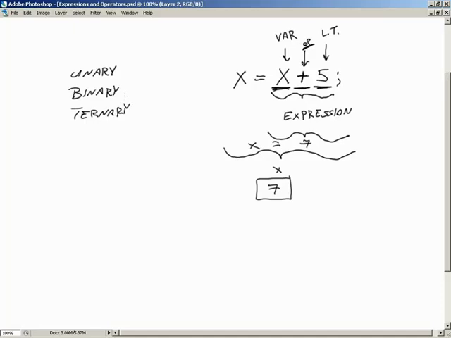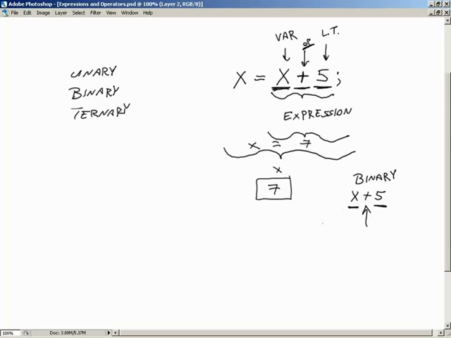Now, what the heck am I talking about here? Basically, what we're talking about is how many operands that operator is going to work on. So in this particular case where we had x plus 5, how many operands were required for this operator? 2, right? So in this particular case, this was a binary operator. Hopefully that makes sense.